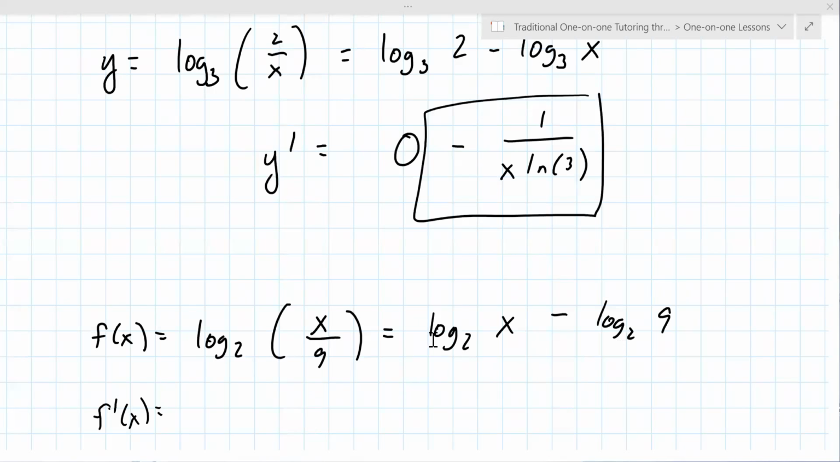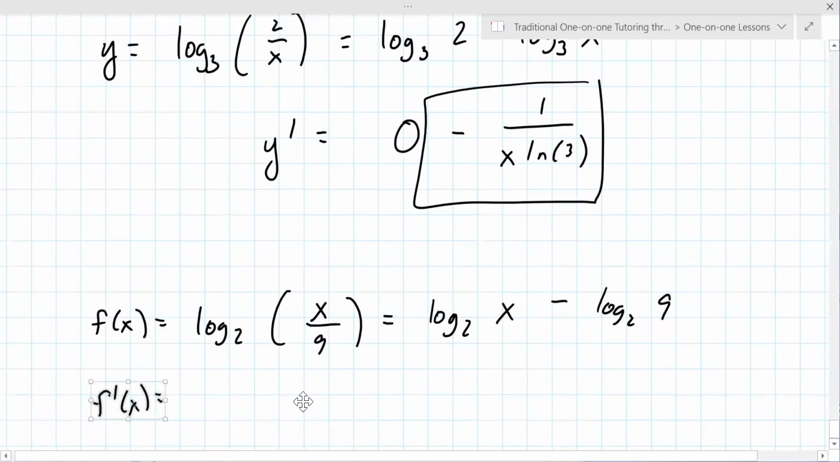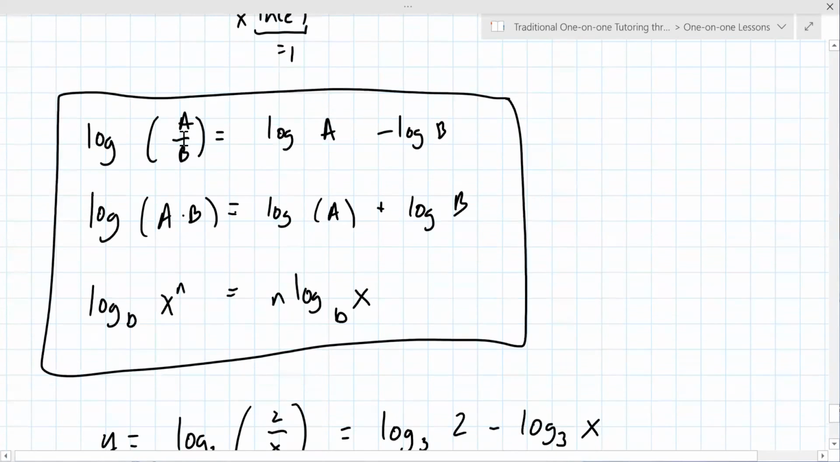Now, what is the derivative of the first one? Wait, it always has to be minus? That's the property up here. Whenever you're dividing, it becomes a minus. Okay.